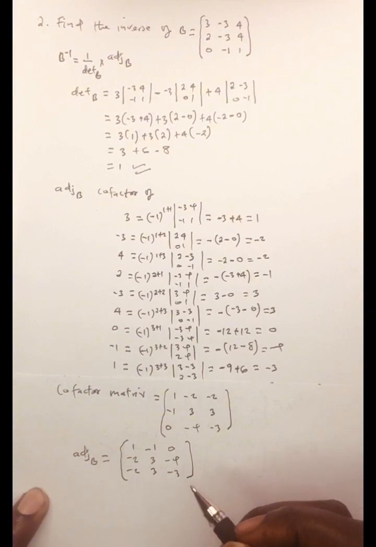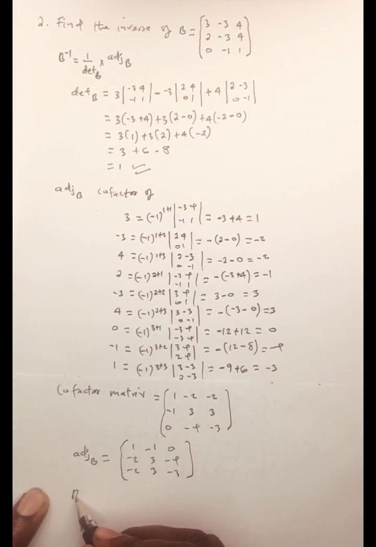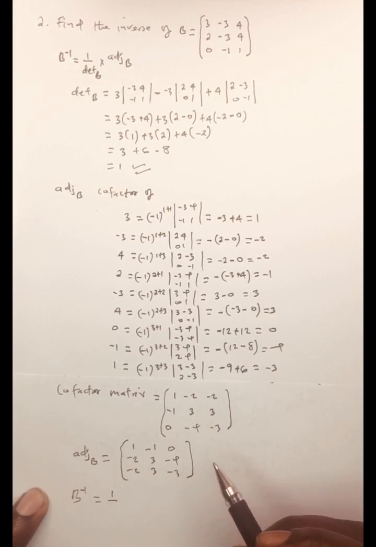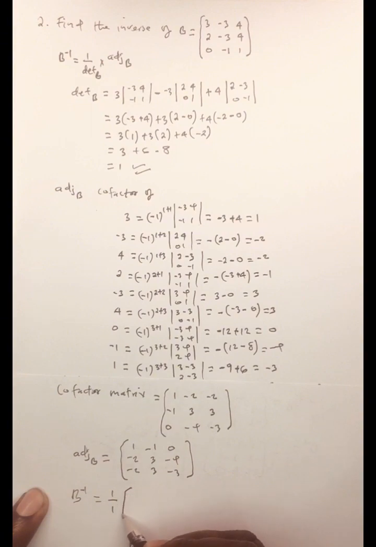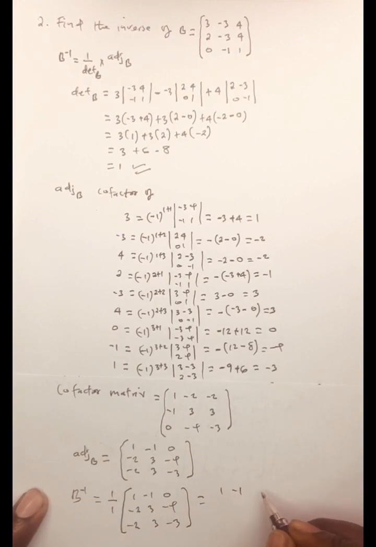So we can use this under the determinant to obtain the inverse of B, which is just 1 over the determinant, which we found to be 1, times this adjoint, which is 1, negative 1, 0, negative 2, 3, negative 4, negative 2, 3, negative 3. So that is 1 times this, which is just 1, negative 1, 0, negative 2, 3, negative 4, negative 2, 3, negative 3, as the inverse of B.